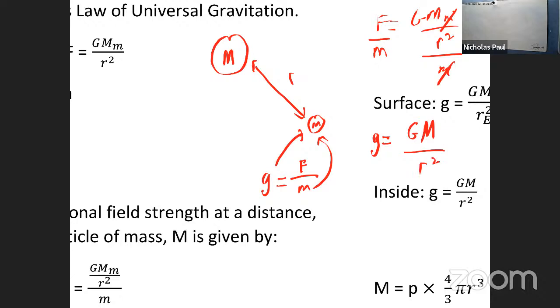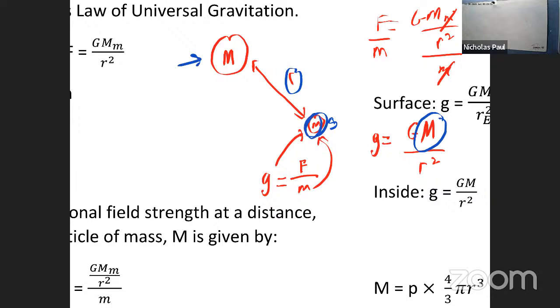So what does that say? It says the strength of the gravitational field is dependent on two main things. It depends on the larger object, the larger mass, that's this one here. Based on how large an object is, that gives you an idea of how strong the gravitational field will be, and how far away the object is, or how far away you want to find the gravitational field strength from.